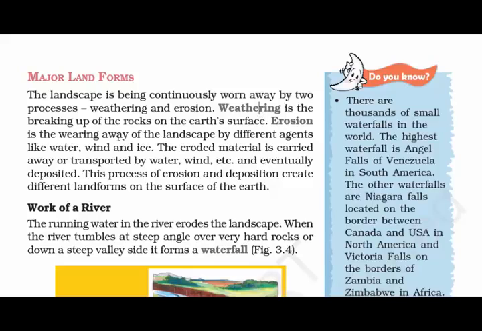Then comes erosion. Erosion is the wearing away of the landscape by different agents like water, wind and ice. So water takes away a lot of the soil and deposits it from one place to another. Wind again blows away all the sand from one place to another. Ice again takes away the entire soil with it. Once it starts melting, it turns into water and takes away the entire soil of that place. The eroded material is carried away or transported by water, wind, etc. and eventually deposited. So now we understand the meaning of erosion and deposition.